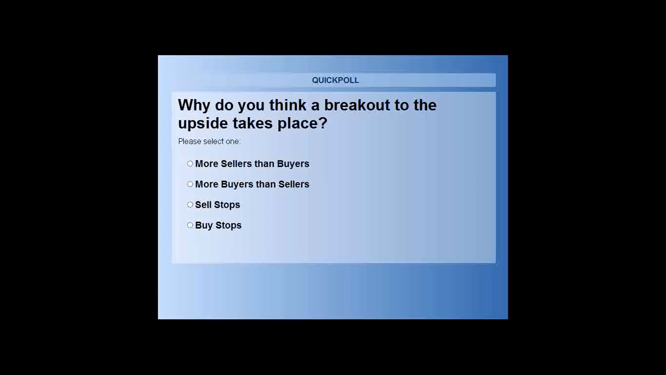Okay, here's the first question. This will see if you have a good grasp of what I was talking about: what puts in upside breakouts or downside breakouts, or what causes momentum. The question is, why do you think a breakout to the upside takes place? Number one, do you think there's more sellers than buyers? Do you think there's more buyers than sellers? Do you think there's sell stops? Or do you think there's buy stops? Okay, we're really looking for the best answer, not really the correct answer.